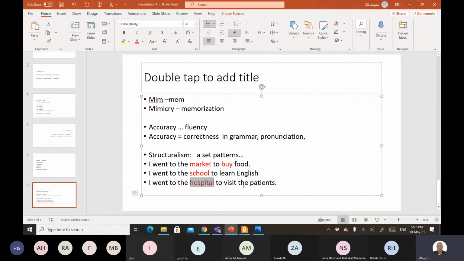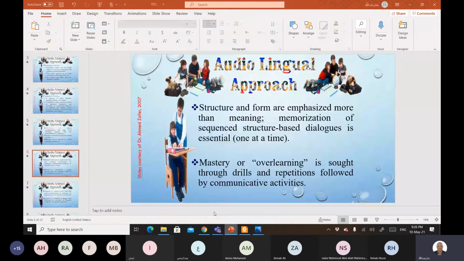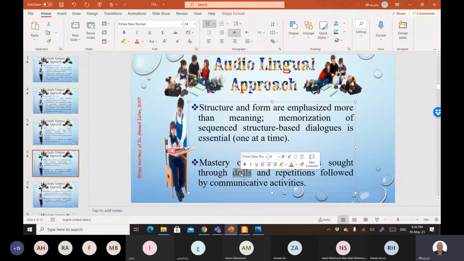So language for them is a set of patterns, and if the students learn the pattern, then they can produce an infinite number of sentences, of correct sentences. So they need to know about the patterns. Okay. So the structure is very important. Also for them, mastery is very important. Mastery يعني accuracy، يعني a very correct production of the language. No single error is accepted. So they have excessive drills.